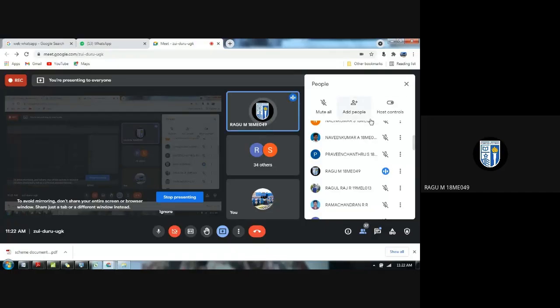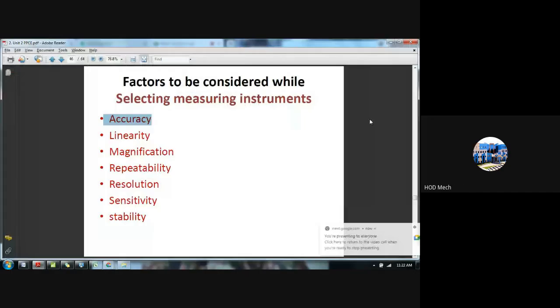Closest value to the true value, sir. True value. Very good. Accuracy is, for example, you have a target value of 50 mm. In one shot, you have to produce a component of 50 mm diameter. Then how precisely is the component produced, nearer to 50? Your value is judged by how close it is to that given value. That is accuracy.